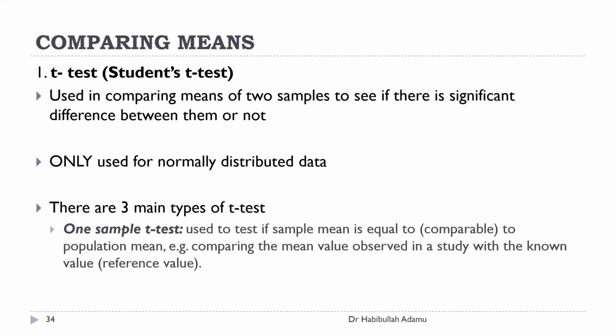The way to do it would be, of course, to take their weight before your intervention. You give them your intervention, whatever food supplement you want to give. After a period of time, you take another weight. So you compare the two weights to see whether they are comparable or not. So this is one example of when to compare means.